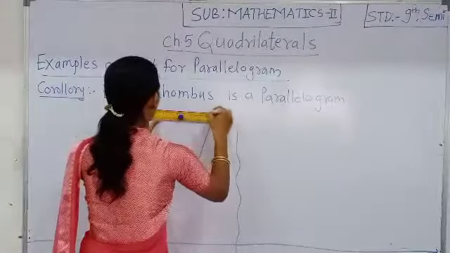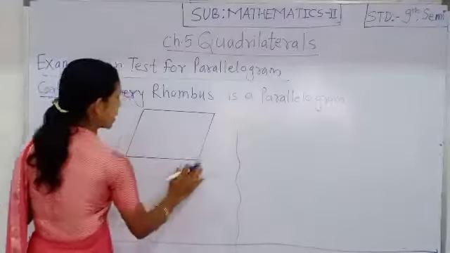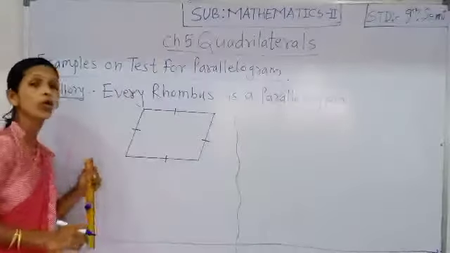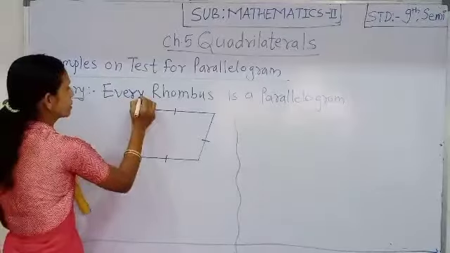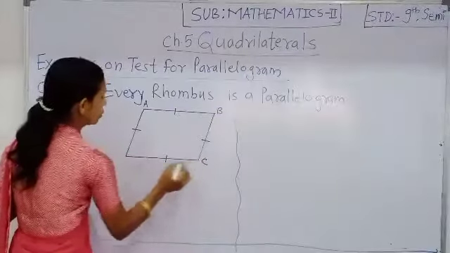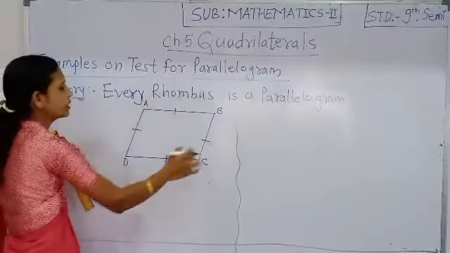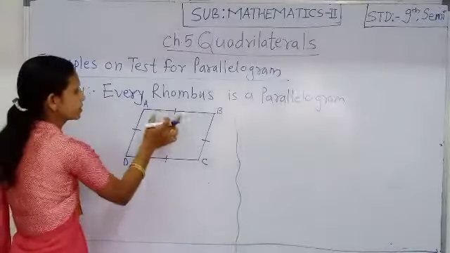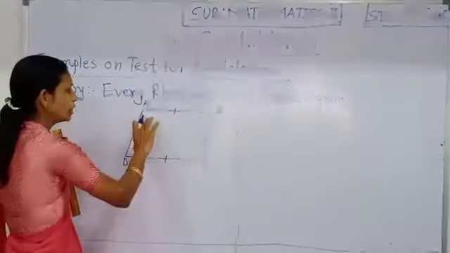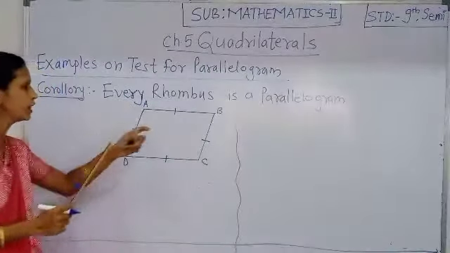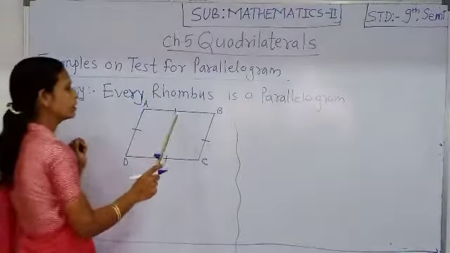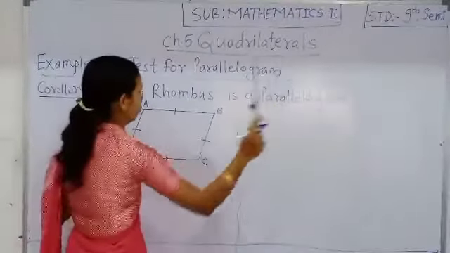A quadrilateral of which all four sides are congruent is a rhombus. Here, in the quadrilateral ABCD, all sides, that is AB congruent BC congruent CD congruent AD, all four sides of this quadrilateral are congruent, therefore it is a rhombus. Then we have to prove that a rhombus is also a parallelogram.